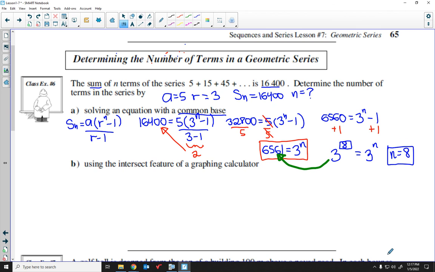We're done. Now, we can also use the graphing calculator to do this. Let's take this boxed red equation, 6561 is equal to 3 to the power of n. In the place of y1, we're going to plug in 6561. That's going to be a horizontal line that has a y-intercept of 6561. So we're going to adjust the window settings so we can actually see that. Y2 is going to be 3 to the power of x, and then we're going to use that intersect feature.